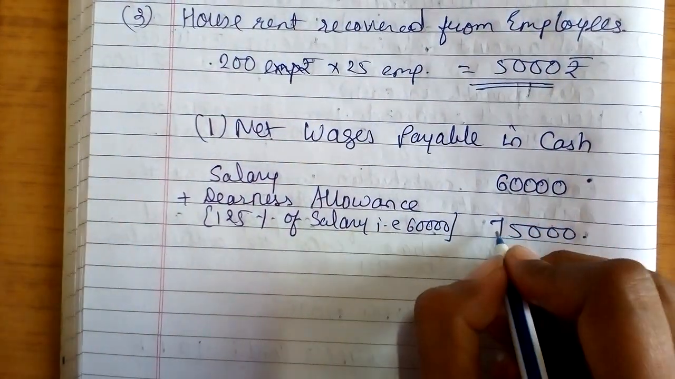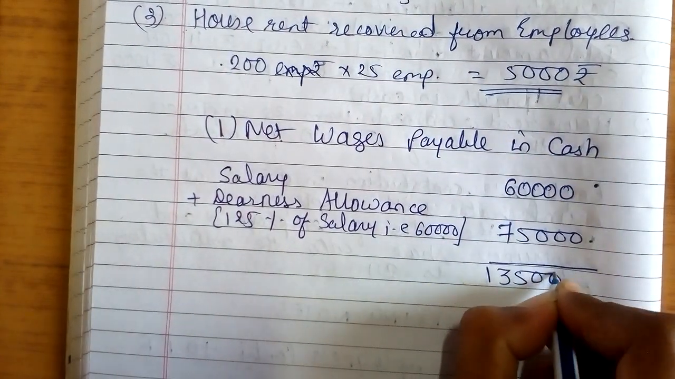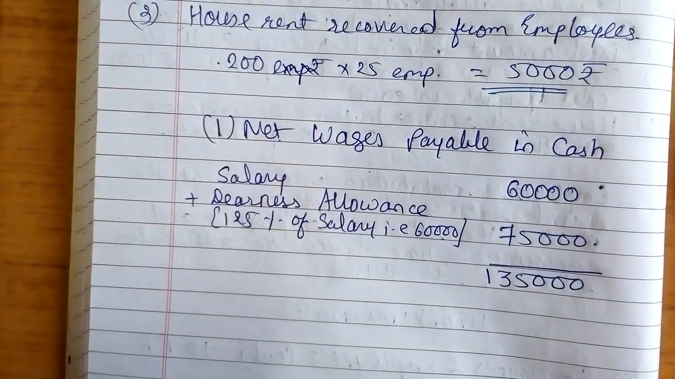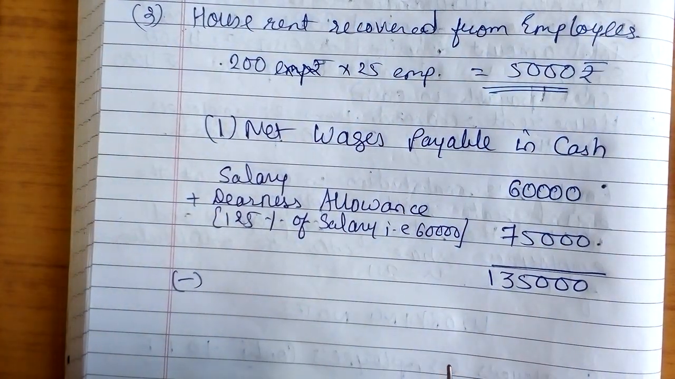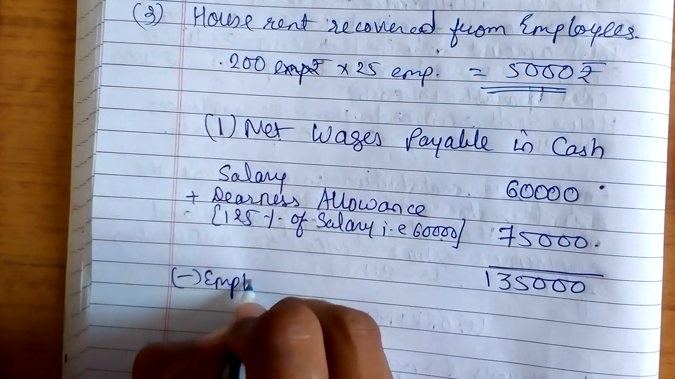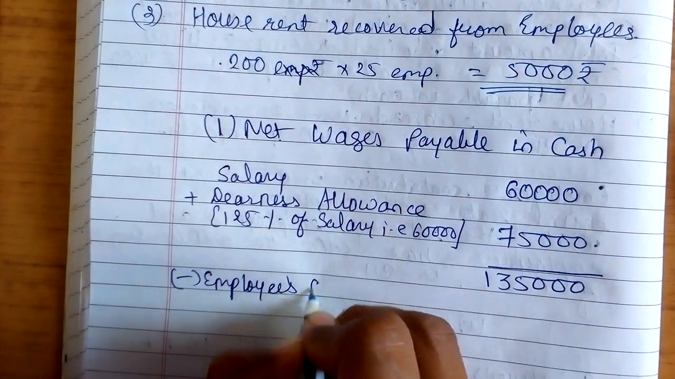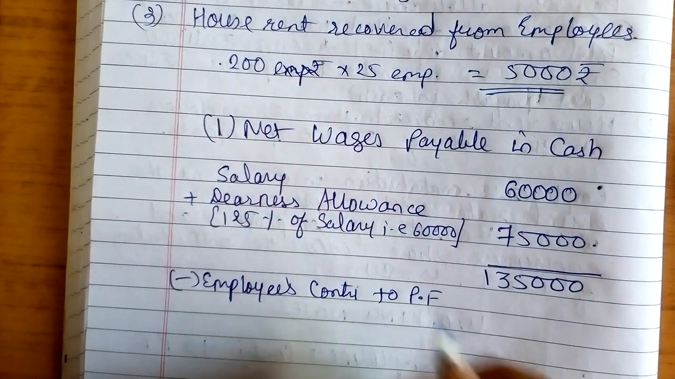So this much amount represents the wages, the cash wages or total wages, we can say 135. Now certain deductions are there. From this amount, the employee's contribution to PF will be deducted.